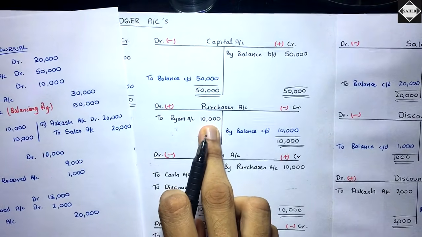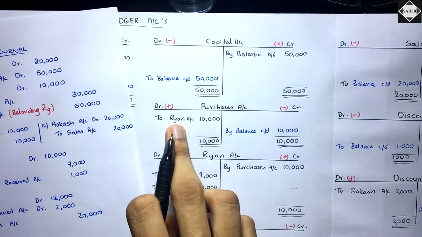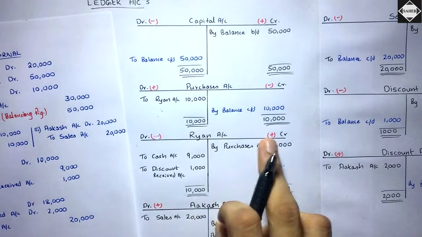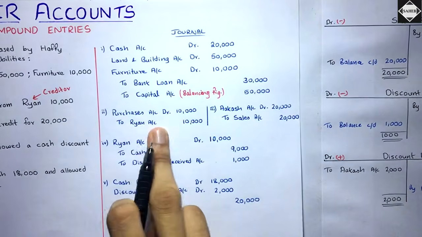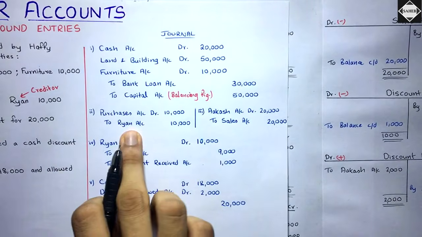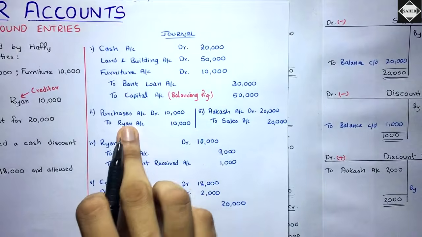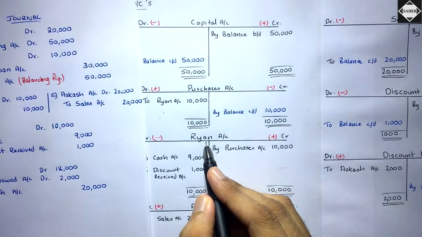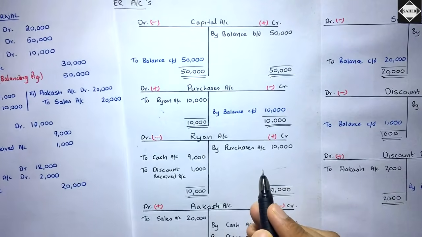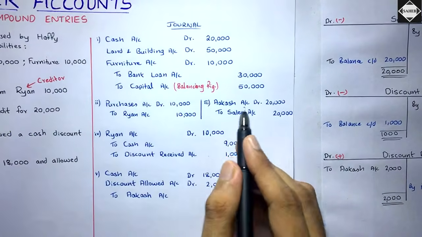Clear? Now to show the other effect, go to the Ryan account. Ryan account has been increased, it has been credited, it's a liability account. Ryan is our creditor, we have purchased the goods on credit from him, we have to pay him, so he's our liability. So liability is increasing because we have purchased the goods from him, 10,000. Clear? Easy.